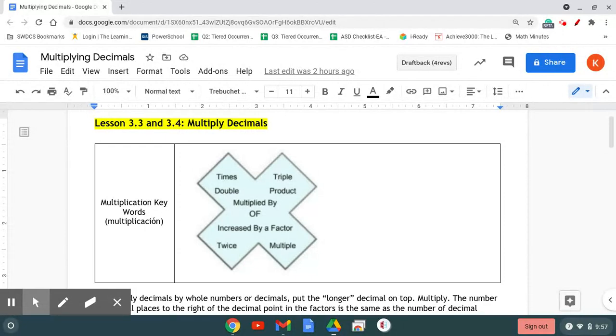So again, we're going to work on story problems, and some keywords when we do story problems are things like times, triple, of. Of is a big word. If you see like 2 pounds of something, that usually means we're going to be multiplying. Double, product, twice, multiply. All of those words will signify that we are going to multiply when we read story problems, which we'll get into a little bit tomorrow and more so on Wednesday.